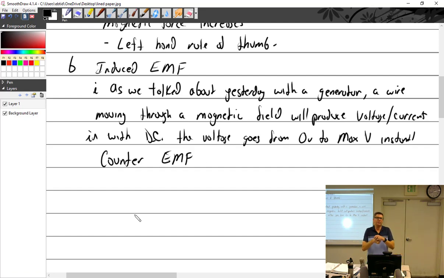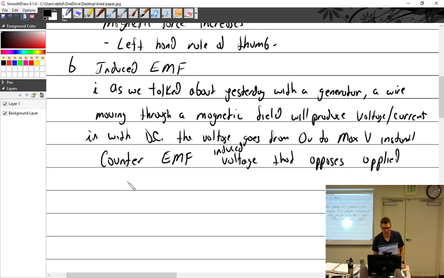So when you have this voltage or this magnetic field building up in a wire, as that builds up in the wire, it creates a counter voltage to the voltage that's being applied. So counter EMF is induced voltage that opposes applied voltage. And this really comes into play with inductors, which is where this whole thing is going. So we just skip to inductors.